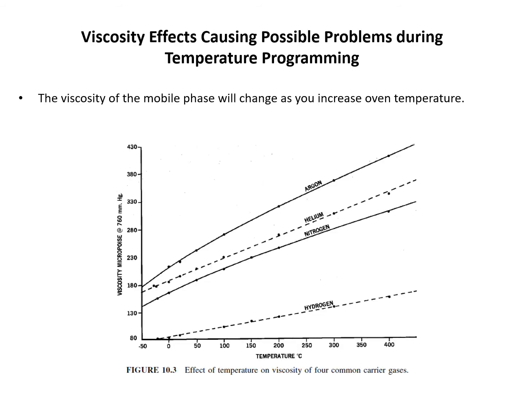The viscosity of the mobile phase will change as you increase the oven temperature. So class, the effect of temperature on viscosity of four common carrier gases is given here. The viscosity changes according to the oven temperature. If you refer to this table, it increases. So the viscosity effects can cause possible problems during temperature programming as well.